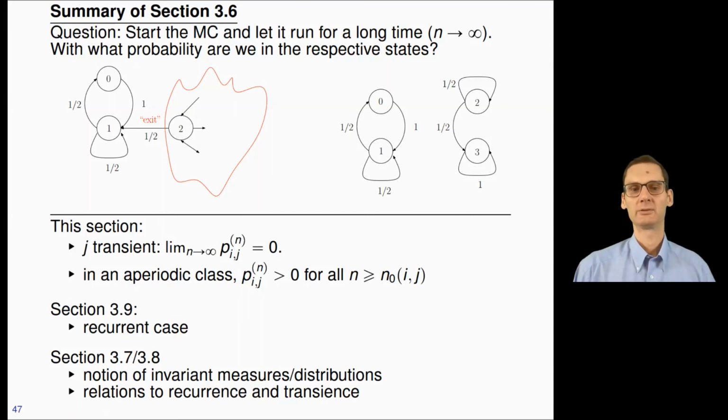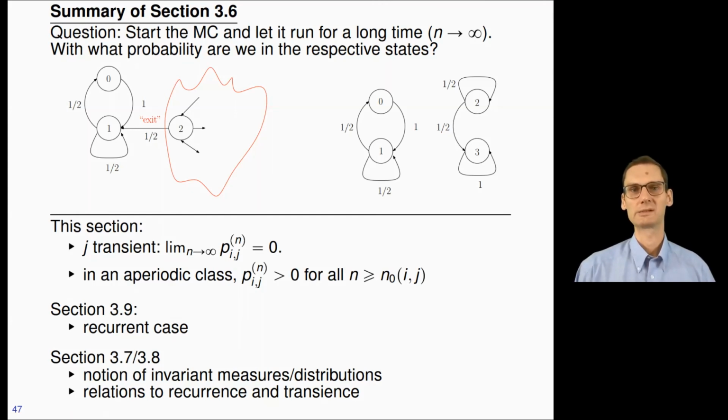Okay. So this was the first part of the section, and in the second part we dealt with a technical lemma which said that Pijn is positive for all n large enough in an aperiodic class. And so this was on the transient case, and as I mentioned in the introduction, the recurrent case is much more interesting, and we'll deal with it in section 3.9. In the meantime, section 3.7 and 3.8 will deal with the notion of invariant measures and invariant distributions and their relations to recurrence and transience.